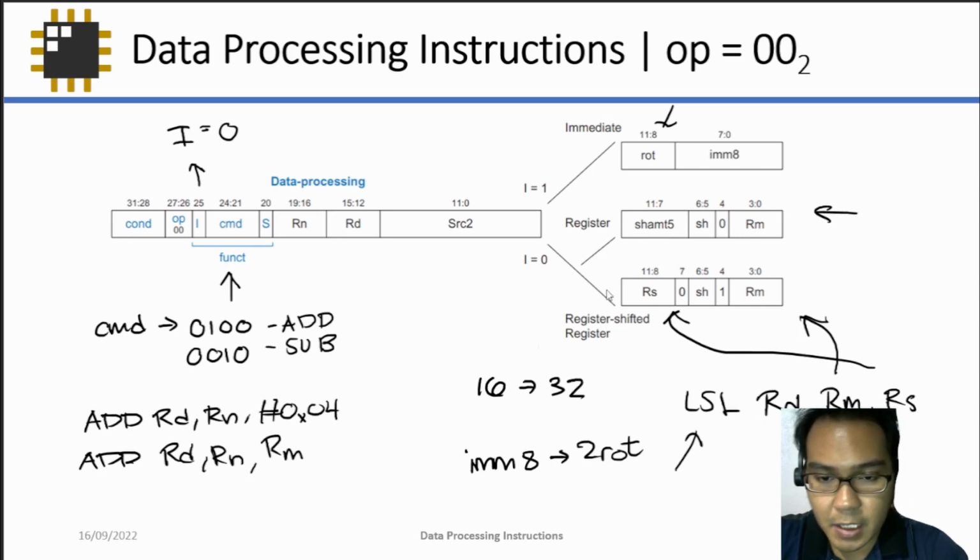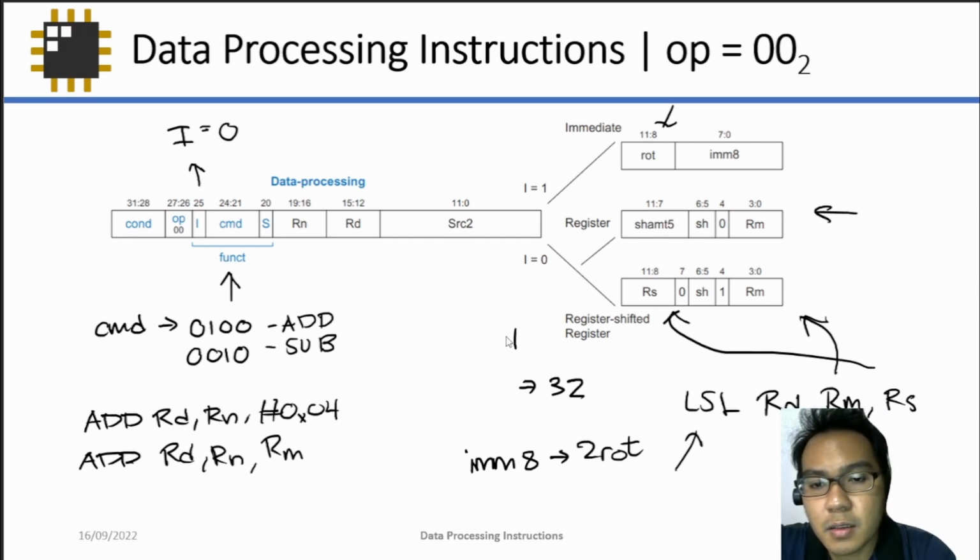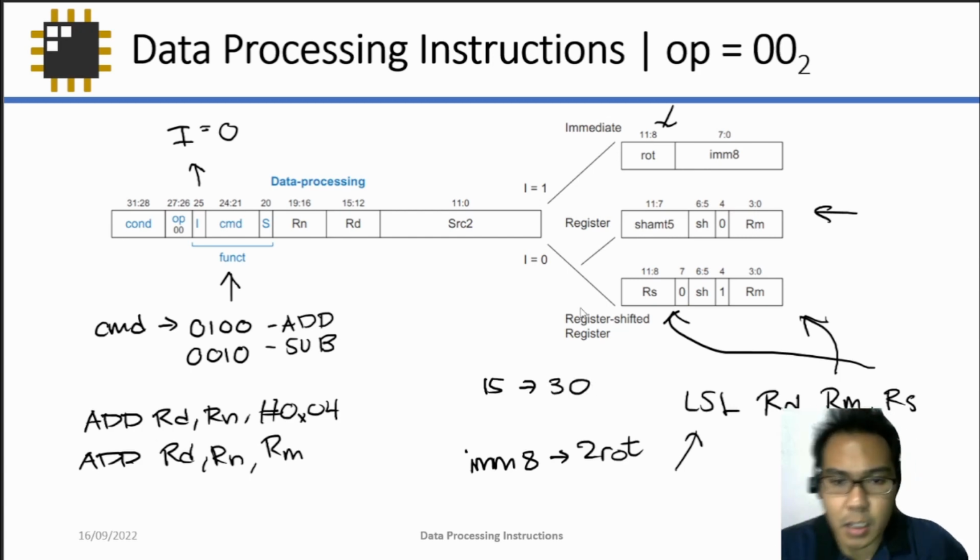Okay, so that's what that is. Actually, 4 bits is 15 at most, no? That's 1, 3, 7, 15. Yes, it's 15 at most. So at most it can shift to 30. Okay, so you'll see an example of 2 rot later.